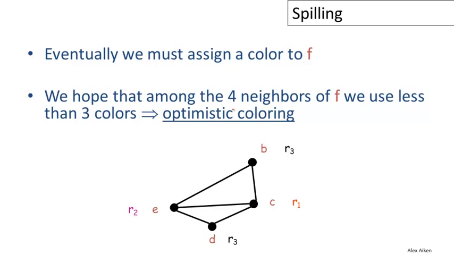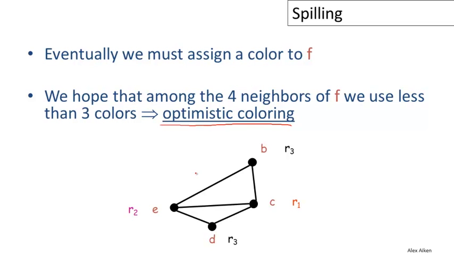And so this is called optimistic coloring. We pick a candidate for spilling, and we try to color the subgraph. Once we have a coloring for the subgraph, we see if we just get lucky and are able to assign a register to F, in which case we can just go ahead and continue to color the rest of the graph as if nothing had happened. So in this case, let's take a look at what happens.